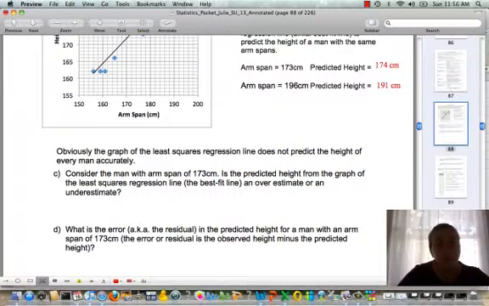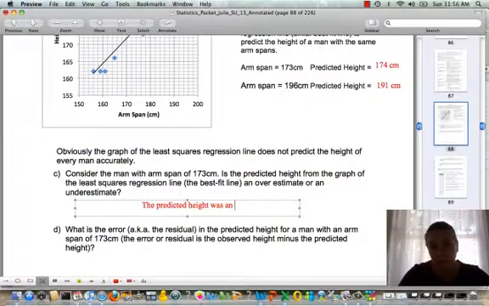So let's consider the man with the arm span of 173 centimeters. Is the predicted height from the graph an overestimate or an underestimate? And if we look back, we see the predicted height was an underestimate. We see the predicted height was 174 centimeters, but the actual observed height was 185 centimeters.